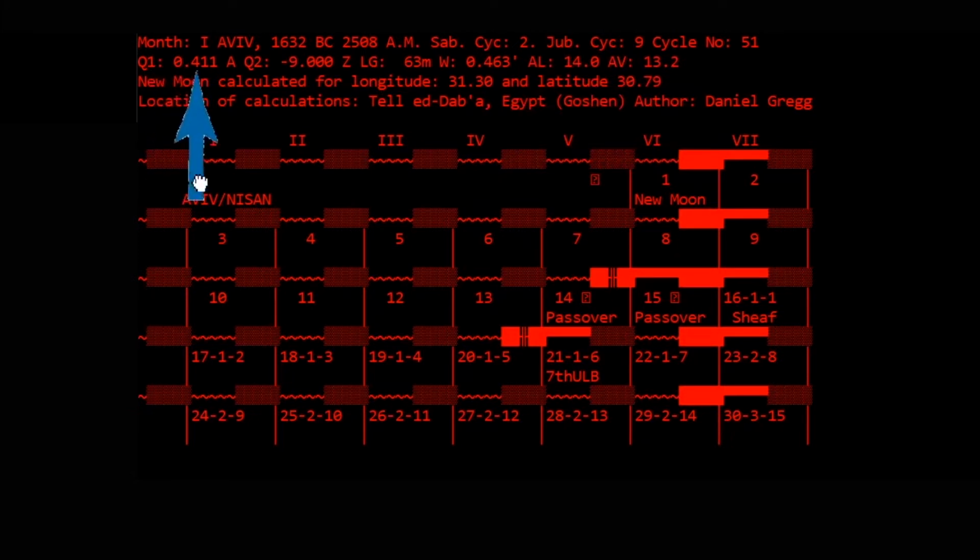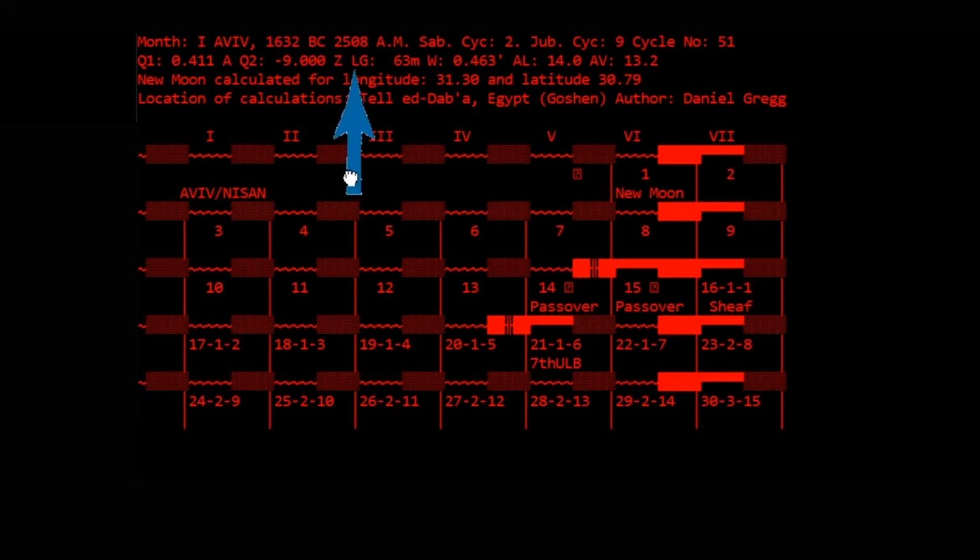These data here have to do with Bernard Yallop's calculation for the visible crescent of the new moon. Q1 is 0.411, which is a statistic for good visibility, and a rating of A, which means easily visible. Q2 is a stat for the previous day, which means a minus would mean the visibility is impossible, and also the grade Z means visibility is impossible.